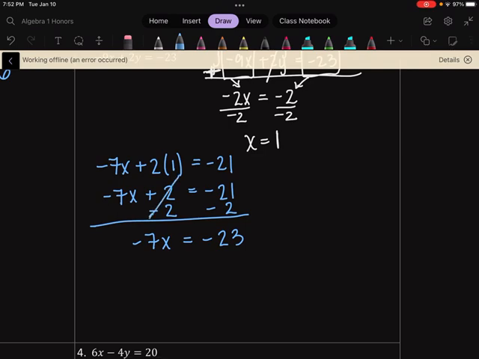That would cancel that over there. And then we divide by negative 7. x is equal to negative 23 over negative 7. So that will be positive 23 over 7.